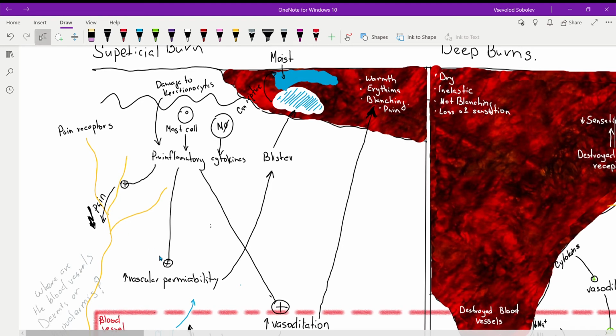So macrophages also stimulate the nerves. Macrophages will release the cytokines and inflammatory mediators, and they will travel to the nerves, causing a positive effect and causing pain, stimulating the nerves. Also, macrophages will release cytokines that will request more white blood cells to the area and also dilate the blood vessels. So that's the main response of the tissues to that burn: dilating the blood vessels.